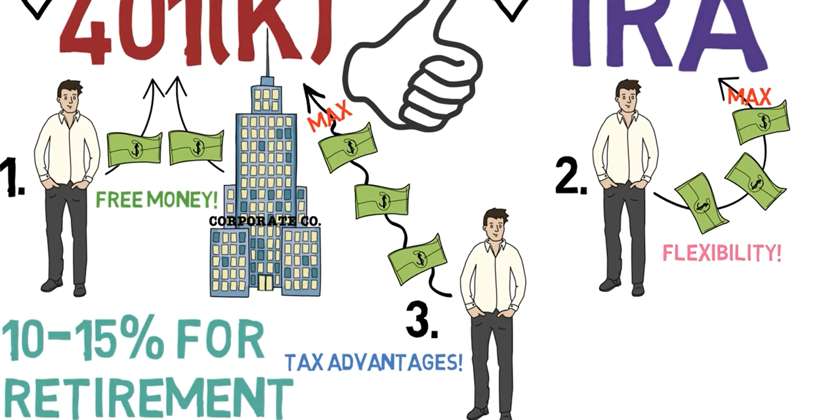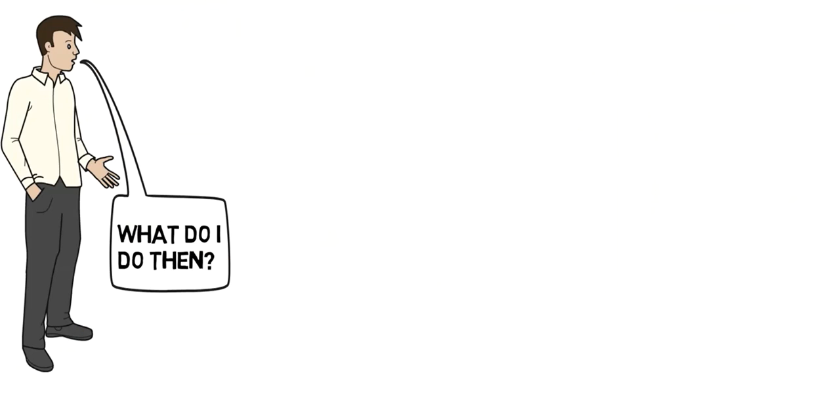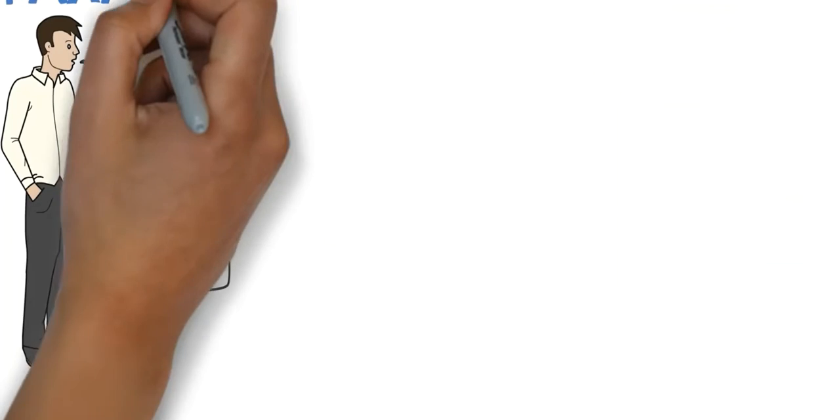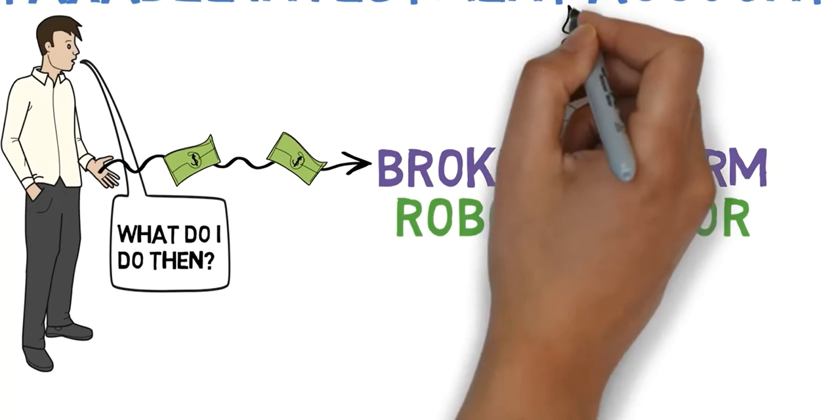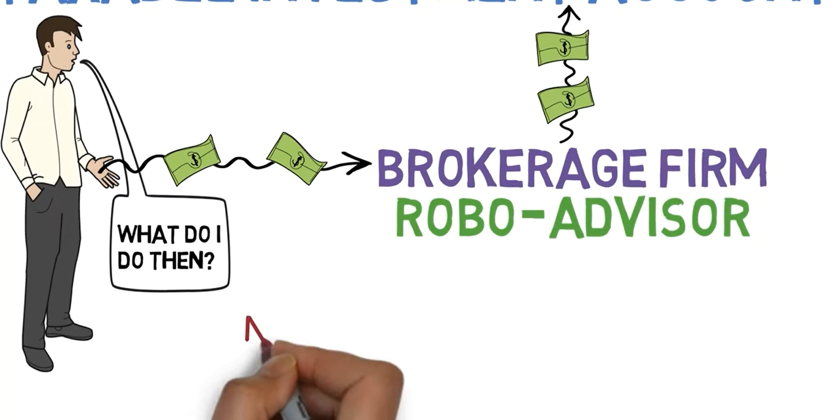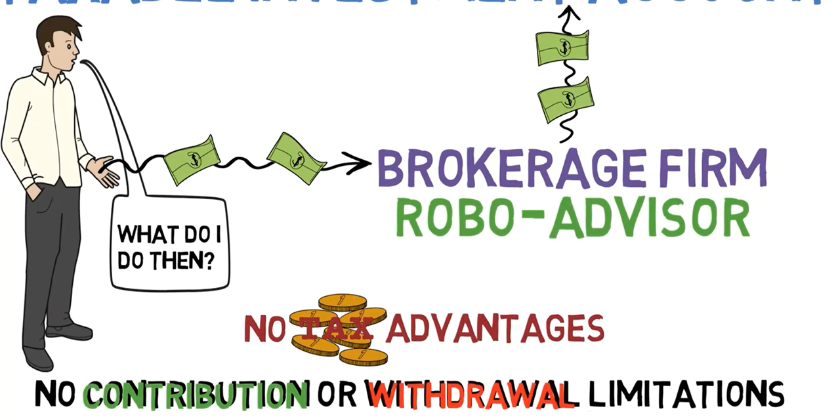However, for educational purposes, let's say you've maxed out both. What do you do then? Well, you can then put the remainder of your investing money into any taxable account offered by any brokerage firm, including robo-advisors. While these accounts lack tax advantages, they also have zero limitations on contribution size and withdrawals, making them a great home for the rest of your investable money.